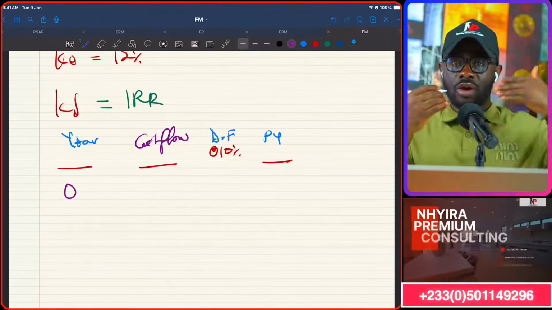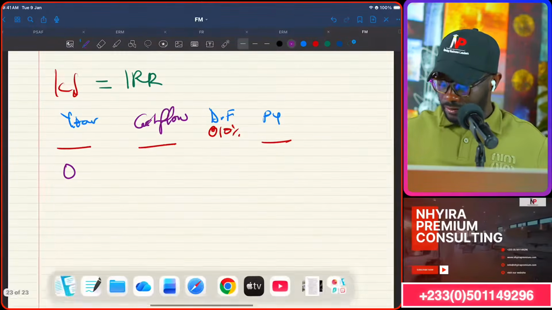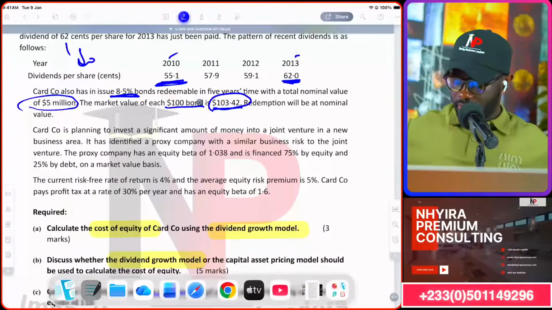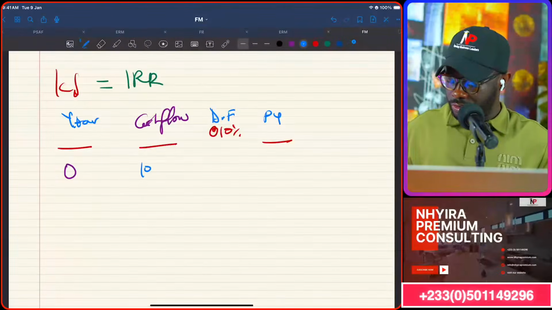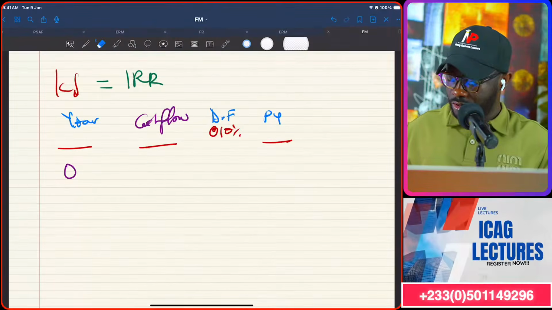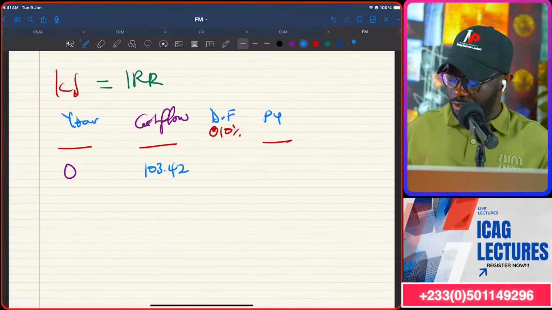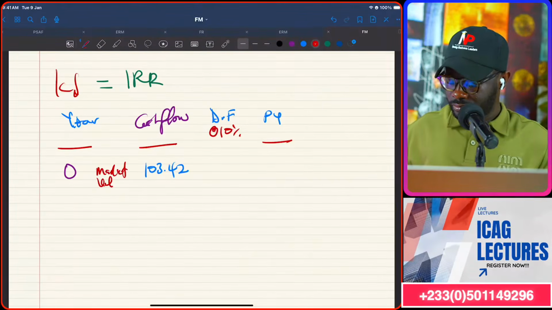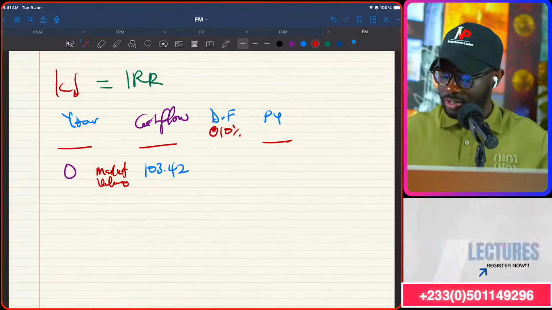Year 0 is going to be the market value of the bond. And we are told each bond is 103.42. Okay. So 103.42. That's the market value. No need to write that there, but I'm just writing.